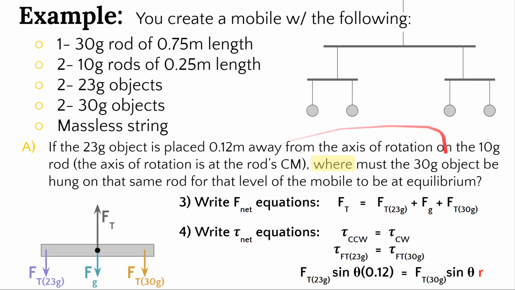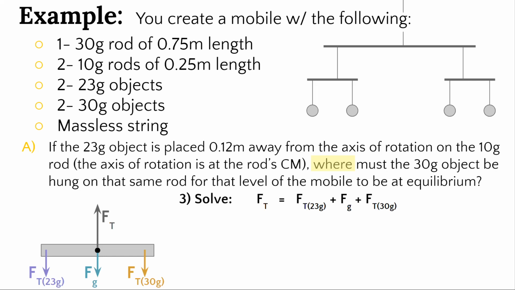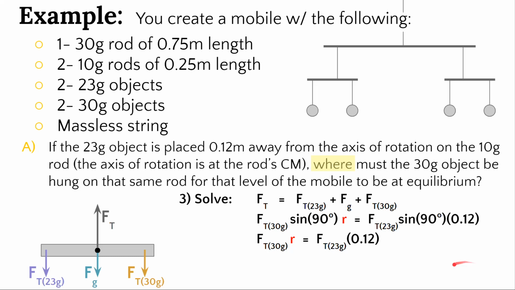And I can set that side equal to this side. Ft for my 30-gram object times sine theta, still 90 degrees, times r, and this is the r we are looking for. So now I can at least see the variable I'm trying to solve for. The question is, can I find it? Those are the two equations that we wrote. Again, I told you we can drop the sine 90 since it's 1, so it just becomes this. It's a little easier to look at. Ft for the 30 gram equals Ft for the 23 gram times 0.12.